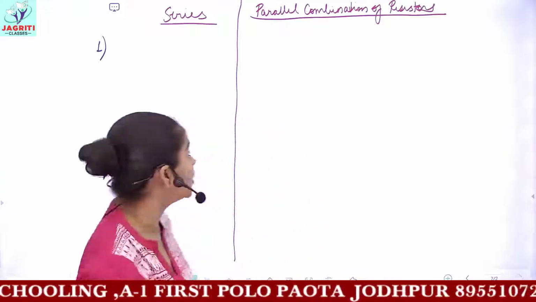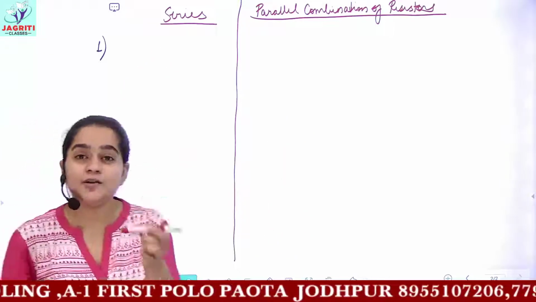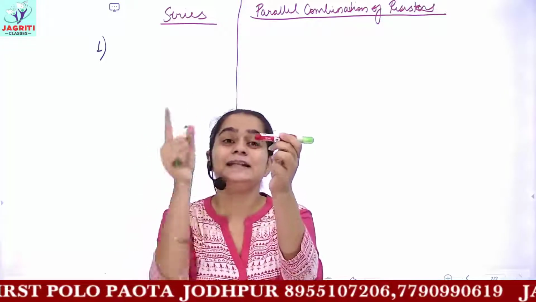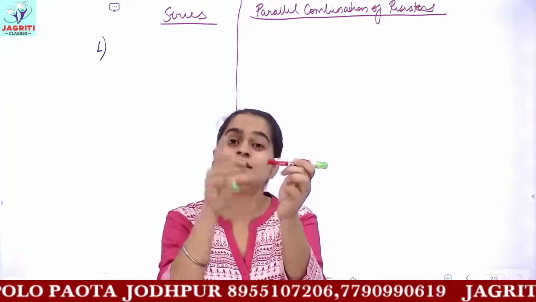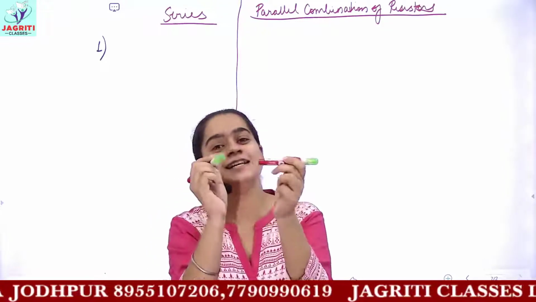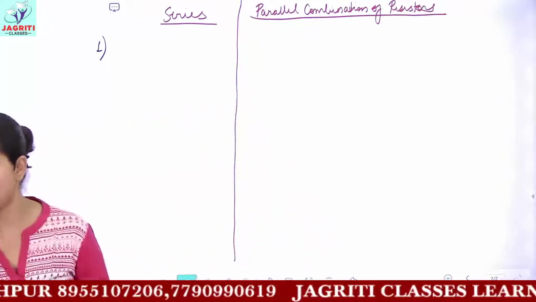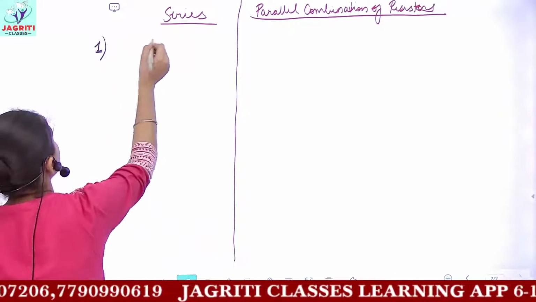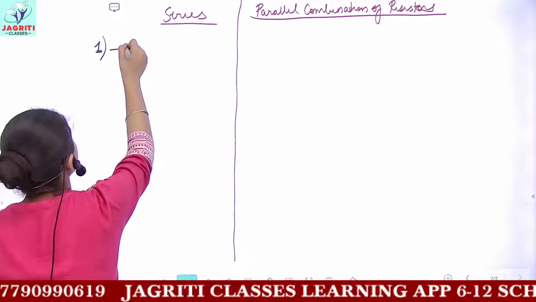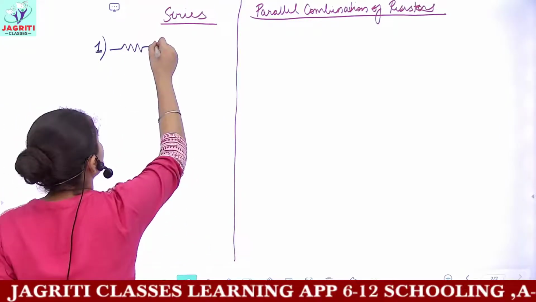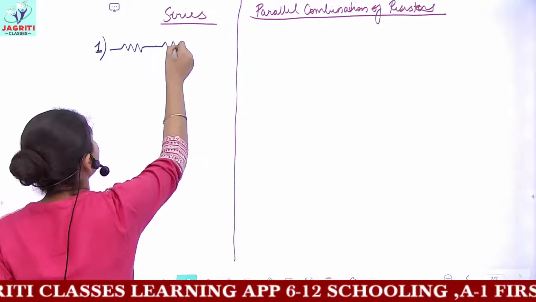So remember, what is series combination? When you have two or more given resistors and you combine the end point of one resistor with the starting point of the other, then this gives you series combination. Okay, so I hope this is clear. In series combination, it can be diagrammatically represented as: this is my first resistor, then I have a second resistor.